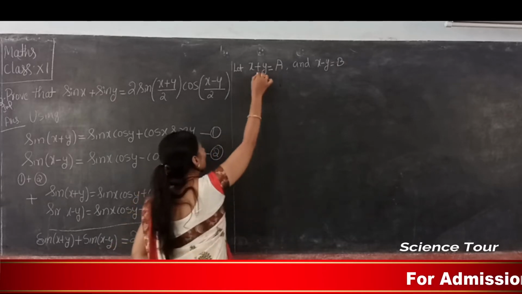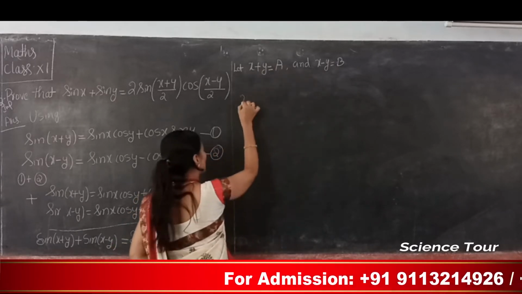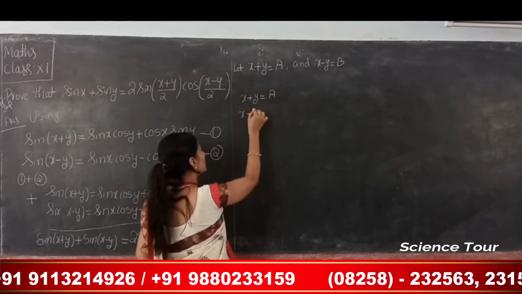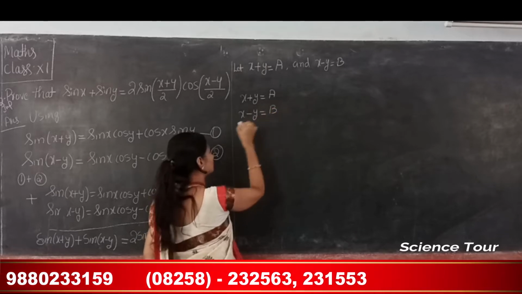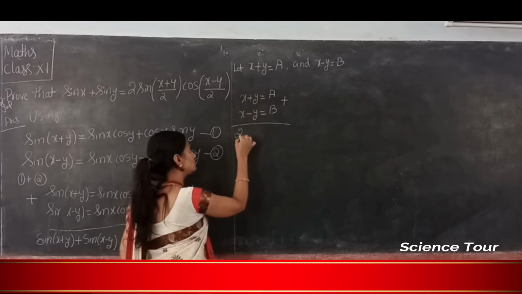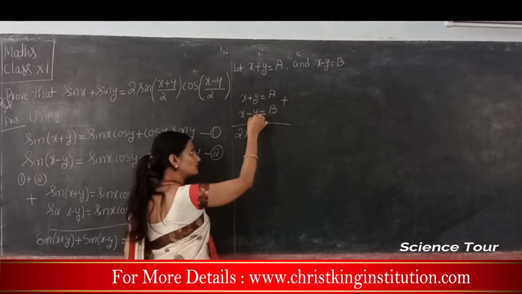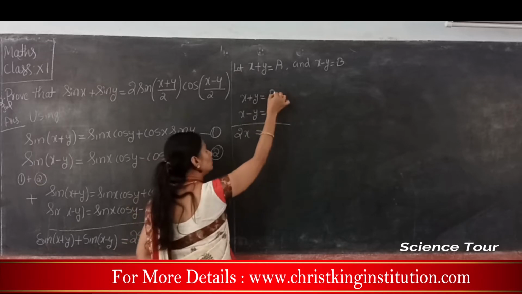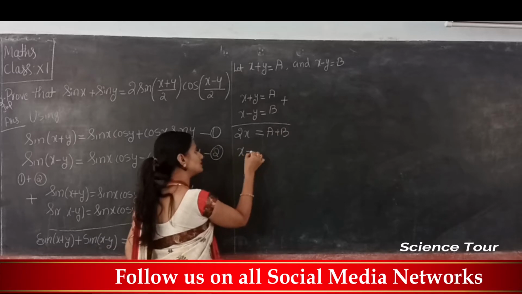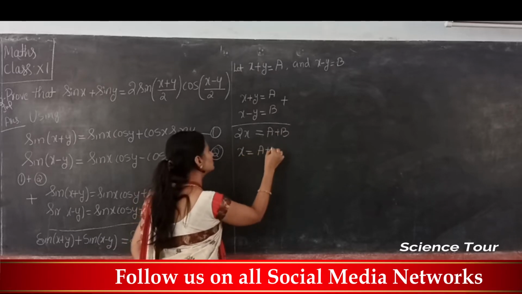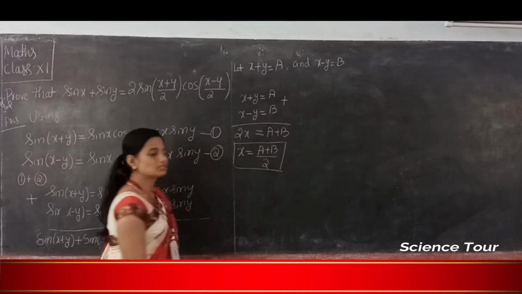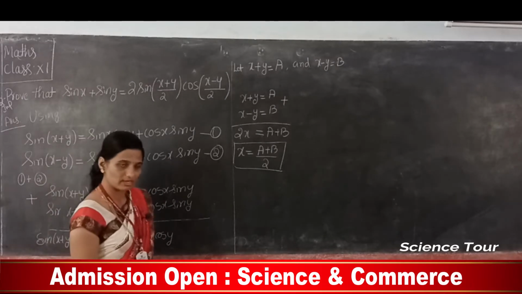So now I add these two: x plus y is equal to a and x minus y is equal to b. So x plus x is 2x, plus y minus y is 0, is equal to a plus b. So what is our x? x is equal to (a plus b) divided by 2. Just note it, okay. x is equal to (a plus b) divided by 2.